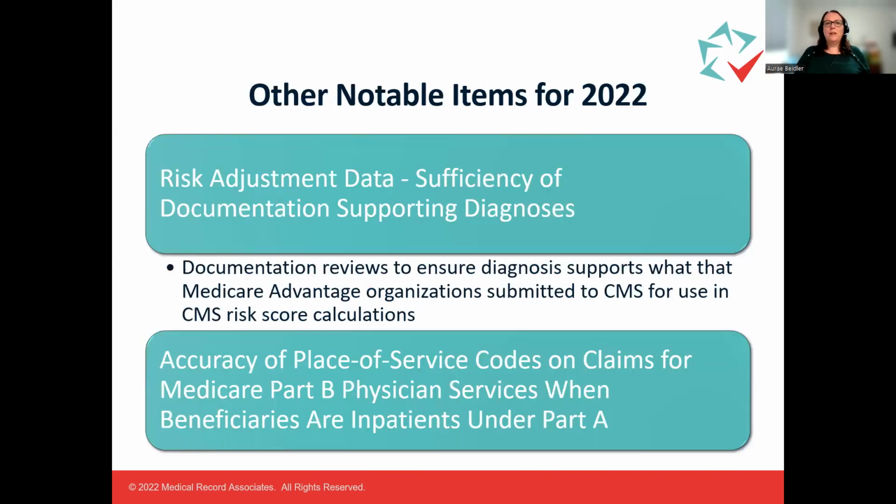Some of the other notable items are risk adjustment data, and the sufficiency of documentation that would support the diagnoses. These are documentation reviews to ensure the diagnosis supports what the Medicare Advantage organizations had submitted to CMS for use in the CMS risk score calculation. So this is OIG auditing those organizations, which again may have a trickle down to you, but it also gives you a great way to audit your documentation and your providers as it relates to the risk adjustment data, if you haven't already.